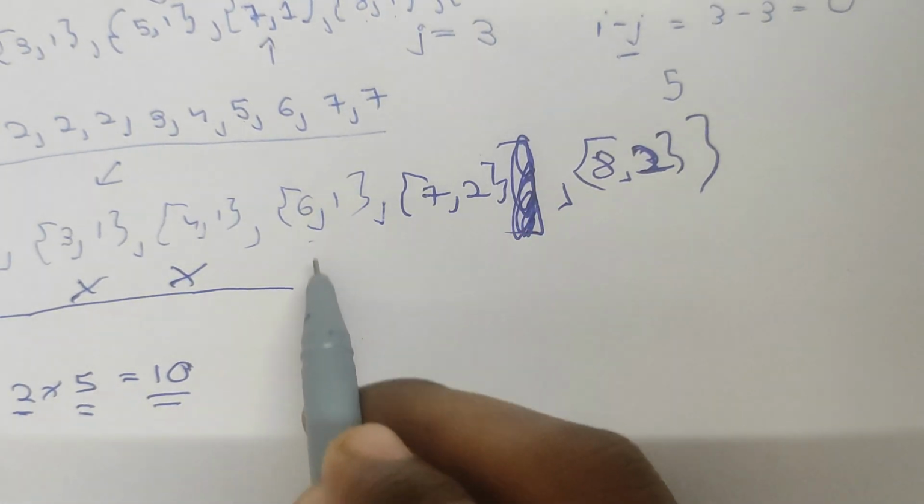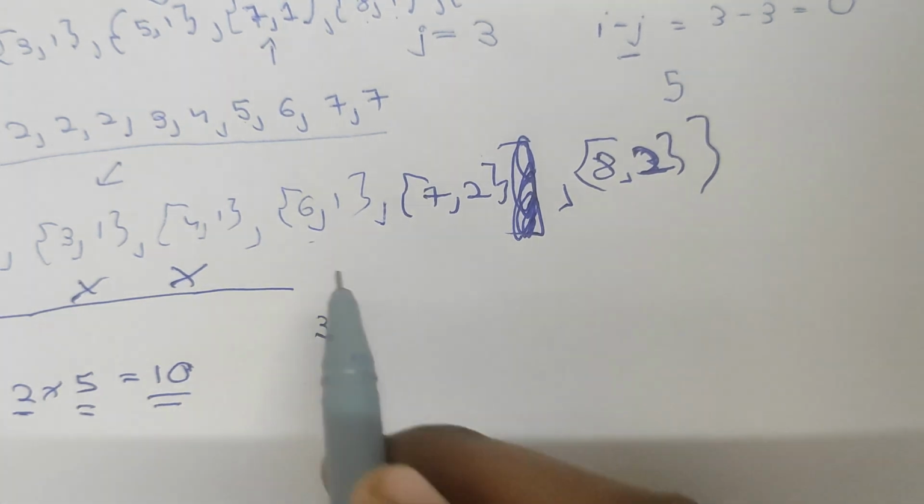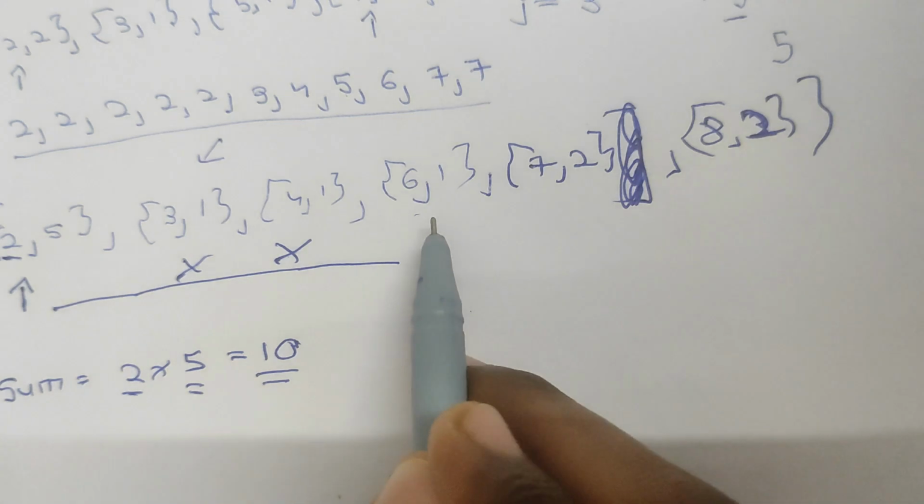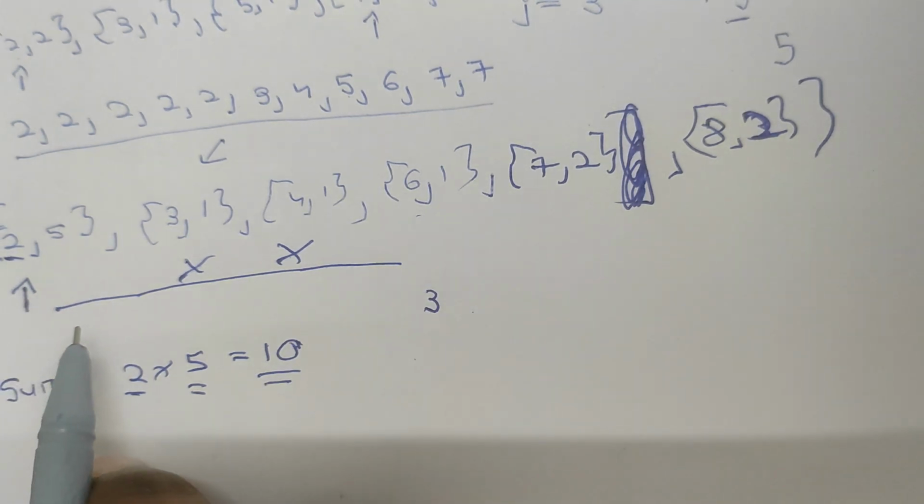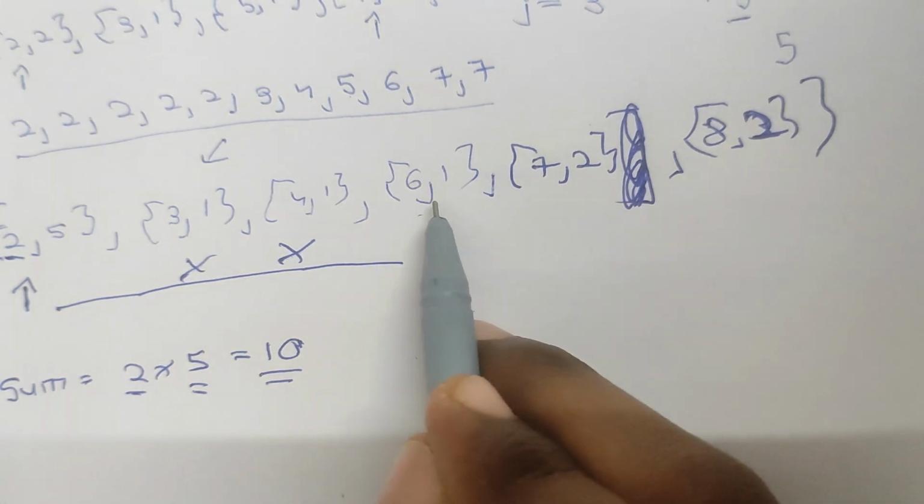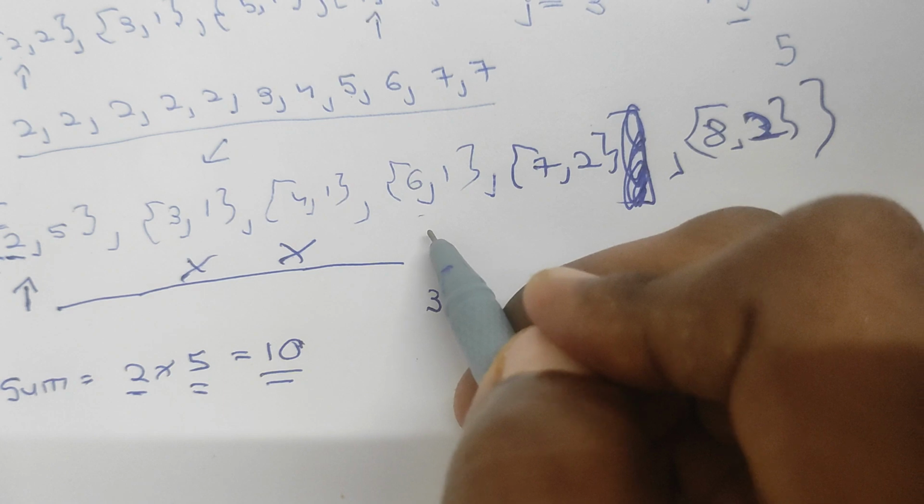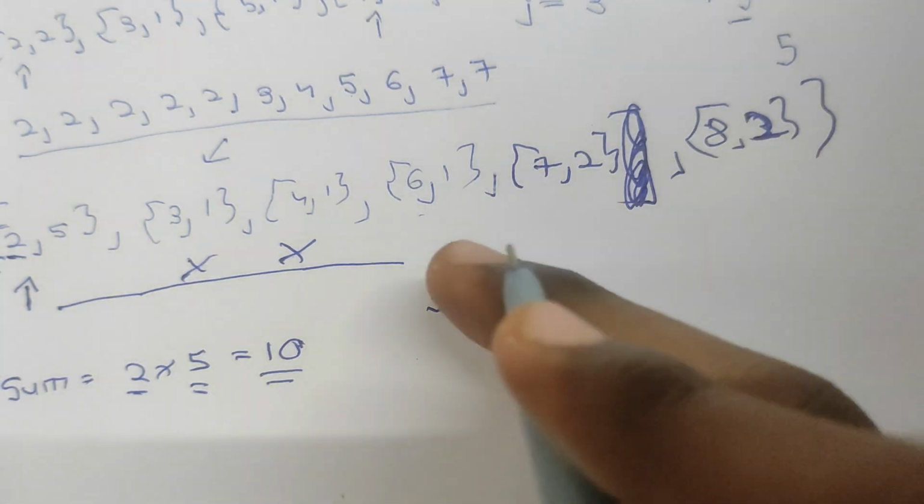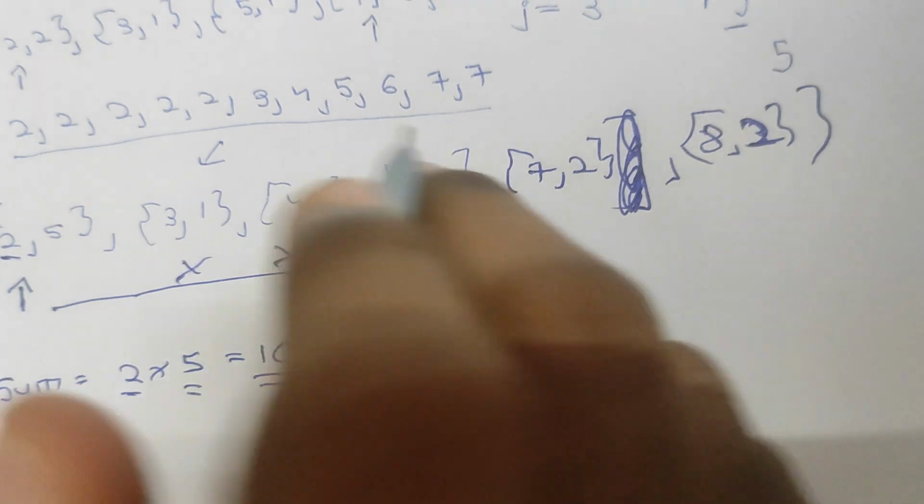Suppose we are at this particular value. The distance from here to the last index that you chose is 3 right now. Suppose you are at this current index, you have the option to either choose this value or not choose this value.